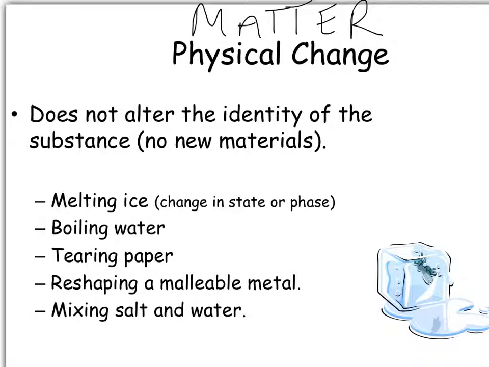If you reshape something malleable, like a copper wire, if you twist it around something, or even take a piece of paper and fold it, all right? That's a physical change because it's still the copper wire, or it's still the piece of paper.